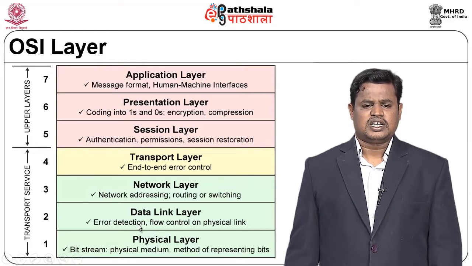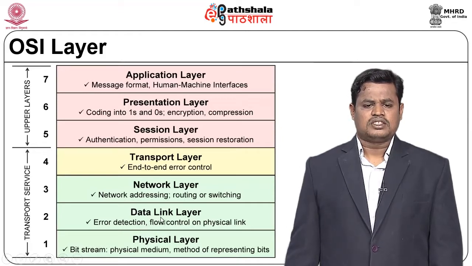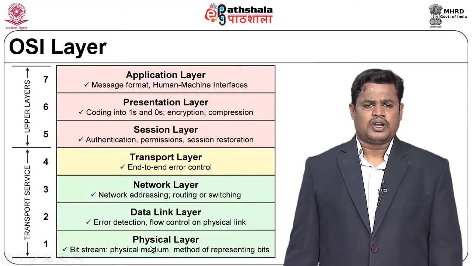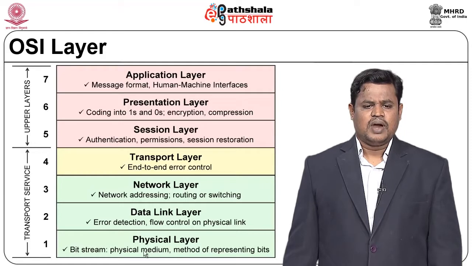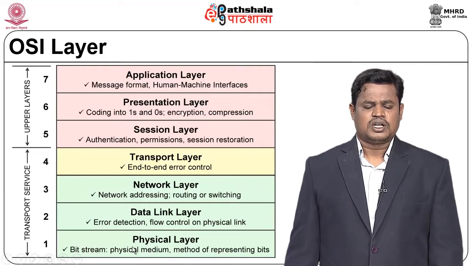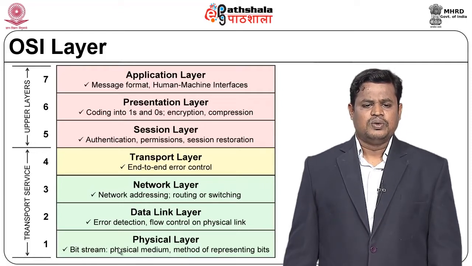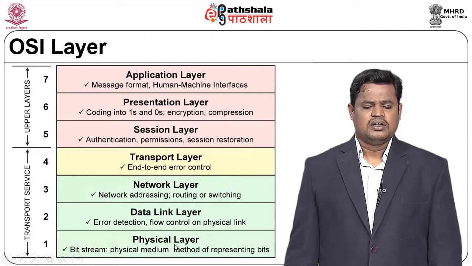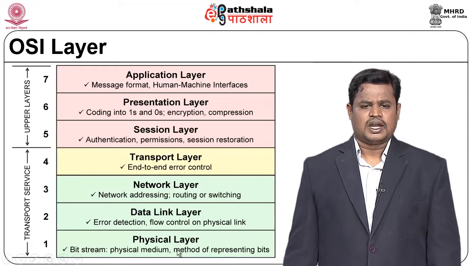Here it considers error detection and flow control, and this flow control mechanism helps the flow of data over the network. Then the final layer, the lowermost layer of your network, is your physical layer, where all your zeros and ones, that is your binary values, are converted into a bit stream and put on the physical medium. How we can understand which is 1 and which is 0 is done with the help of your physical layer.